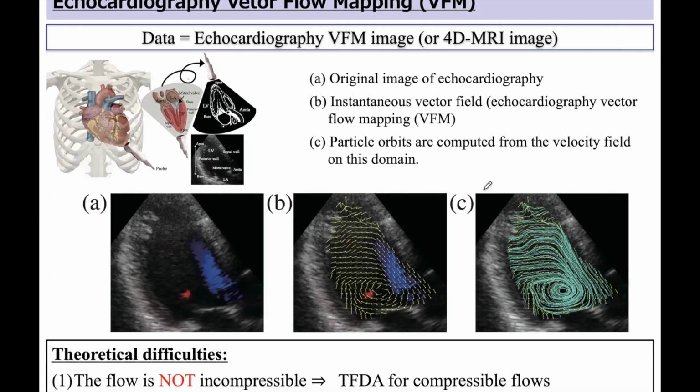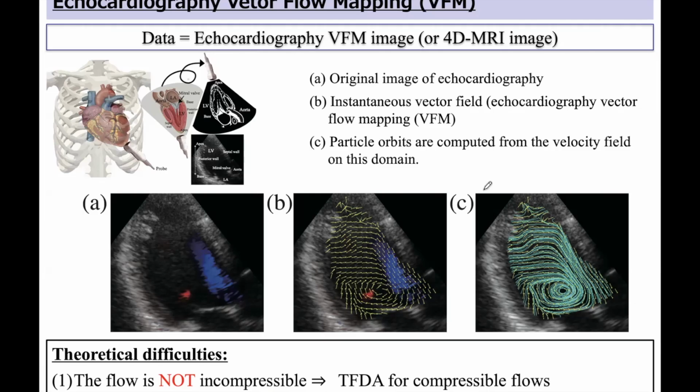So once we have obtained the vector field, we can reconstruct the instantaneous particle orbit by using this measured velocity. Now we can identify a large swirling region in the middle of the left ventricle. This is the vortex structure that doctors identified. But it is still uncertain which part of the region should be identified as vortex structure in an objective manner. So to address this problem, we apply the TFDA from a topological perspective.